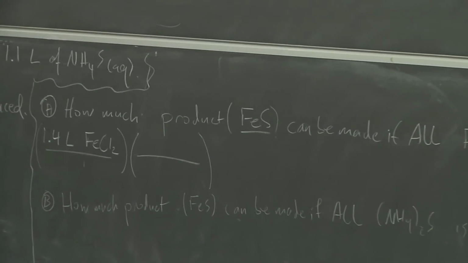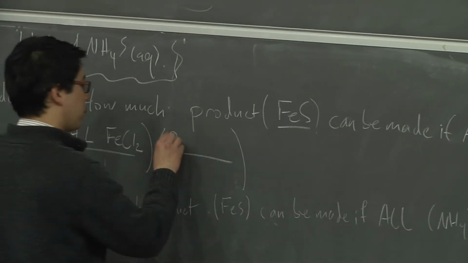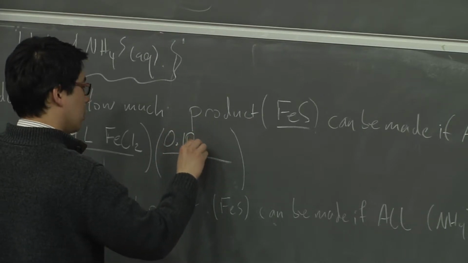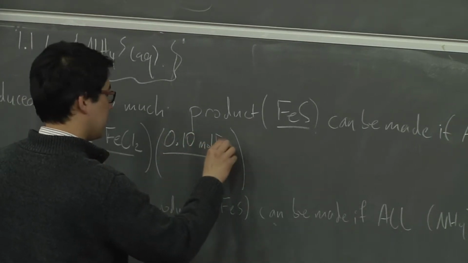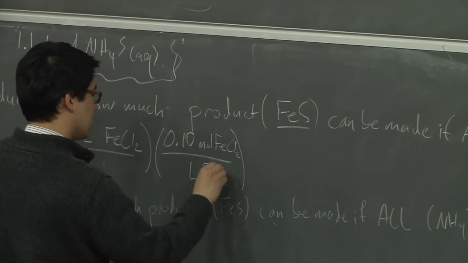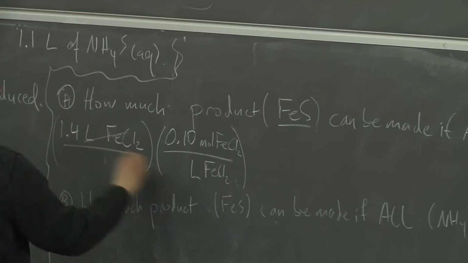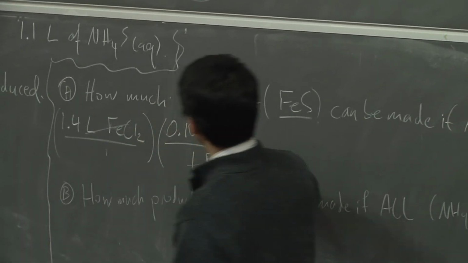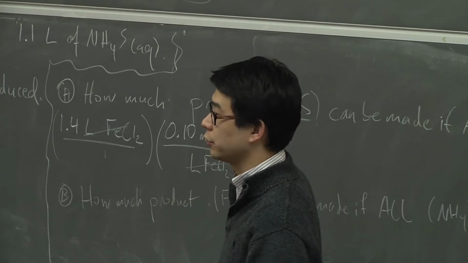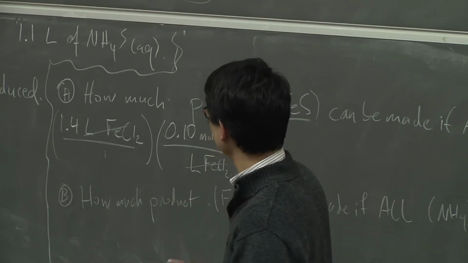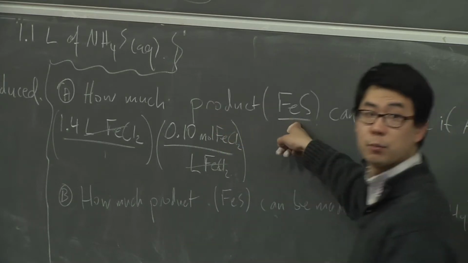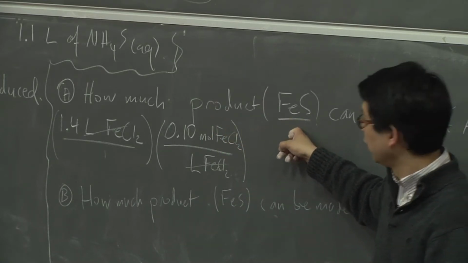Moles per liter, right? So that's 0.10 moles of FeCl2 per liter of FeCl2. And so the liters and the liters cancel, and I'll get moles of FeCl2. Except I'm not really interested in the moles of FeCl2, at least not at this point. What do I really want? How much product can I make if I use all of this?